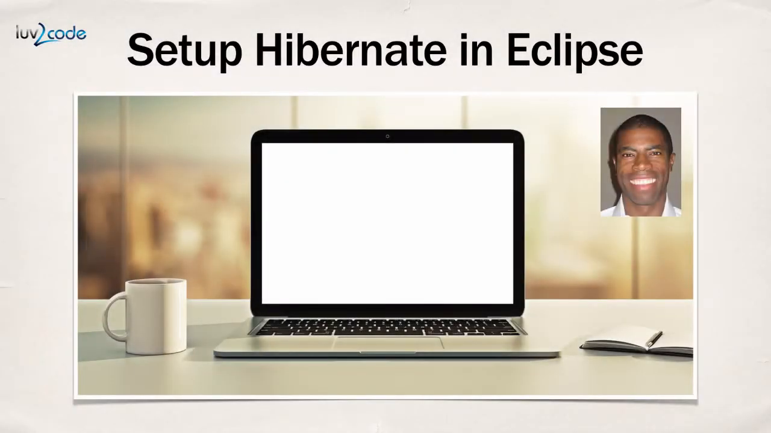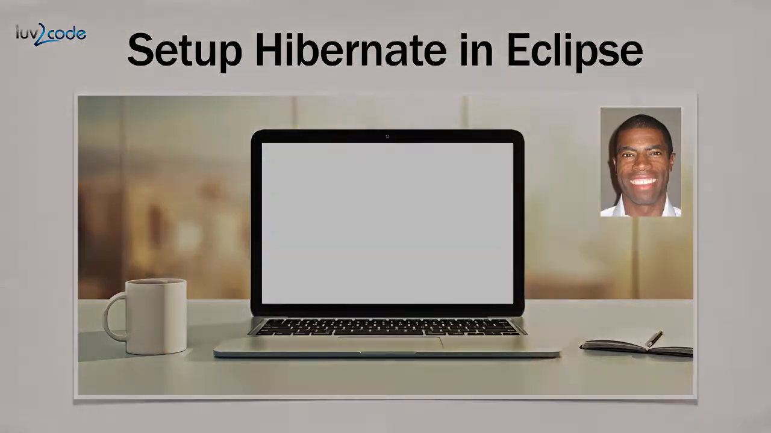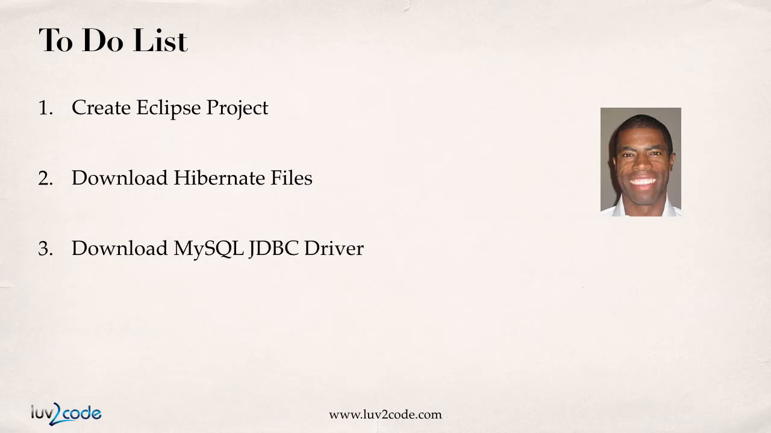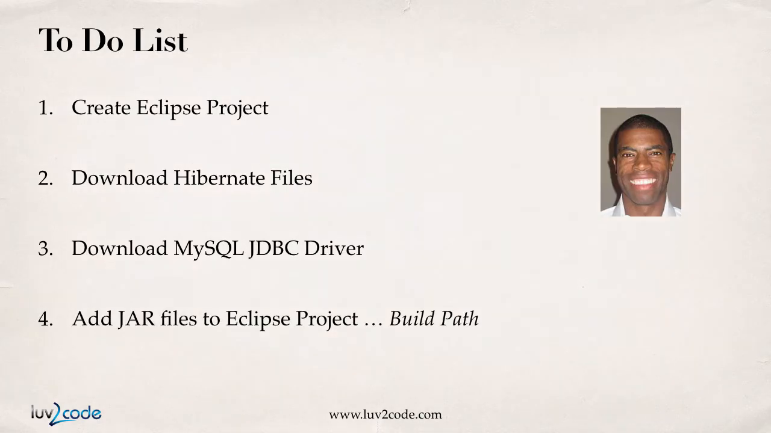Hey, in this video, I'm going to show you how to set up Hibernate in Eclipse. So I love to-do lists, so the first thing we're going to do is create an Eclipse project. Then I'll show you how to download the Hibernate files. Next, we'll download the MySQL JDBC driver. And then we'll pull it all together by adding these jar files to the Eclipse project. And in particular, we're going to add it to the Eclipse project's build path.